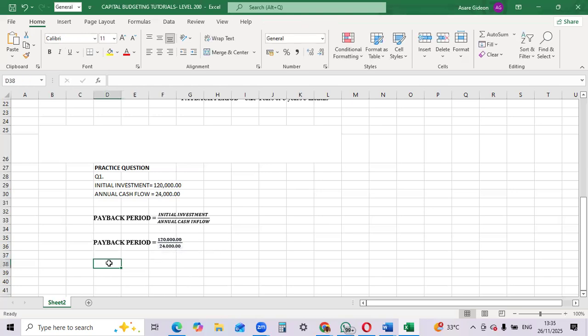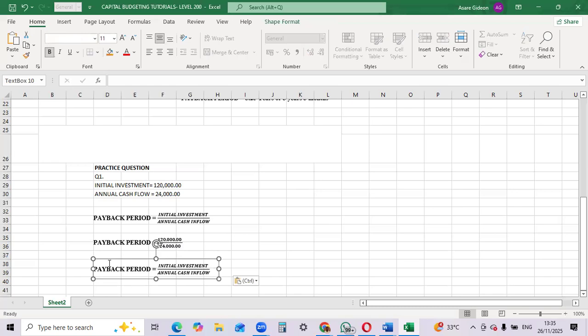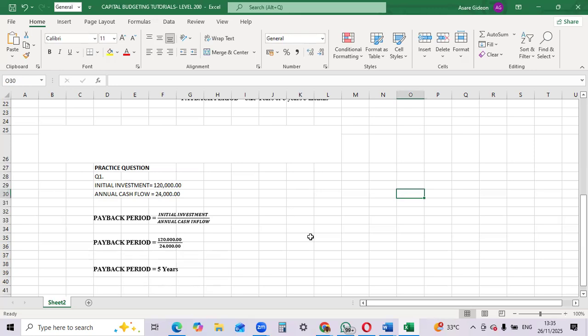So the payback period. We are getting 5. So 120,000 divided by 24,000 is 5. So it means that it's going to take us 5 years to be able to pay back the initial cost. It's going to take us 5 years to be able to pay back the initial cost.